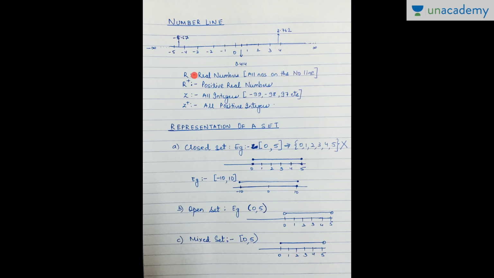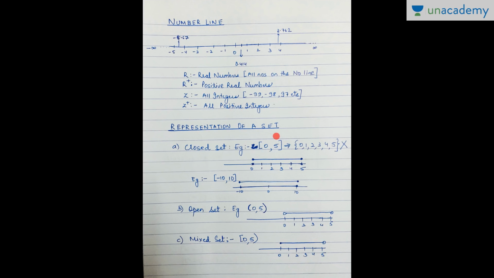So R, capital R, represents real numbers. Real numbers are all the numbers on the number line. R positive will indicate positive real numbers, those on the right hand side of 0. Z indicates all integers. Integers are like 1, 2, 3, 100, minus 77. All these are integers. Then Z plus are all positive integers. So R, Z, all these are standard notations which are used in maths, and these will be frequently used in questions as well.